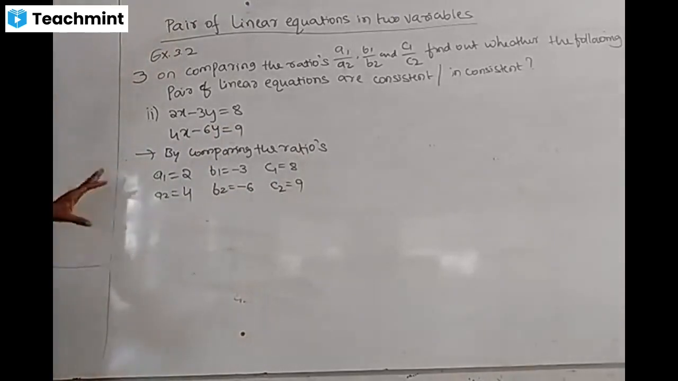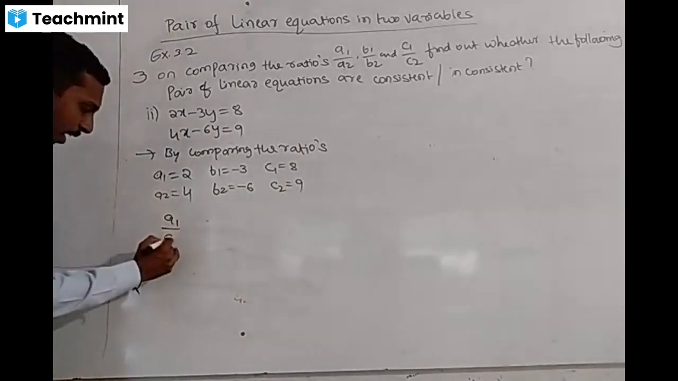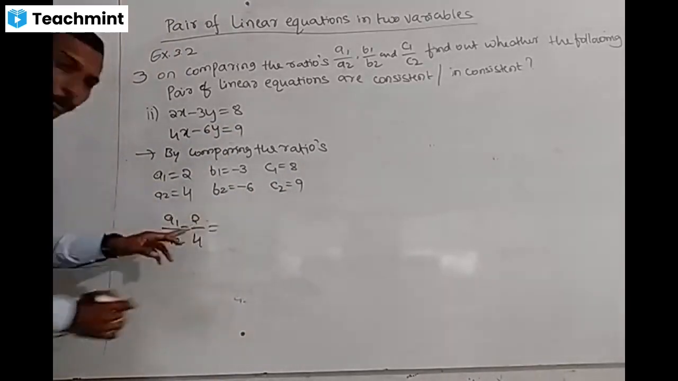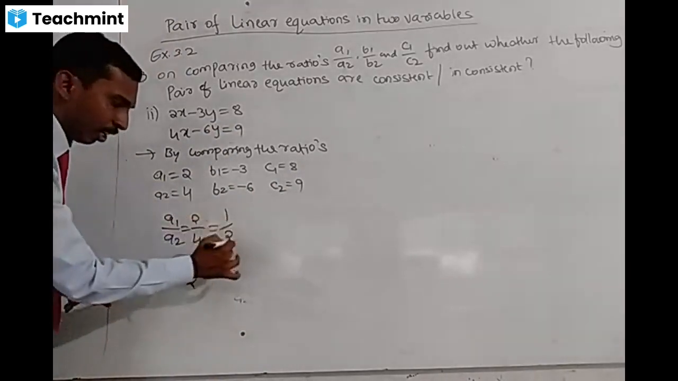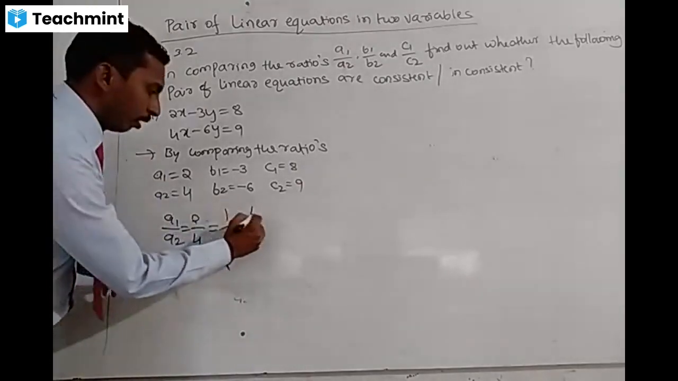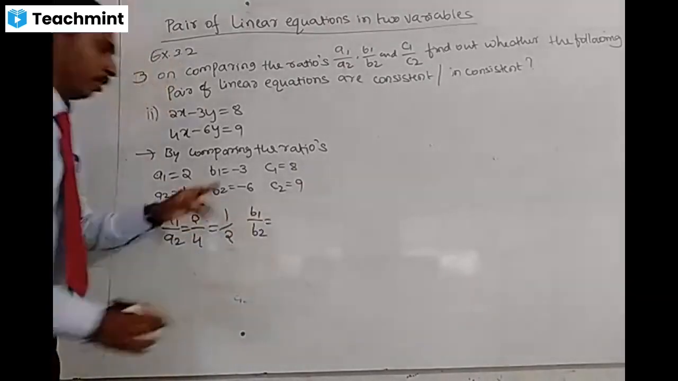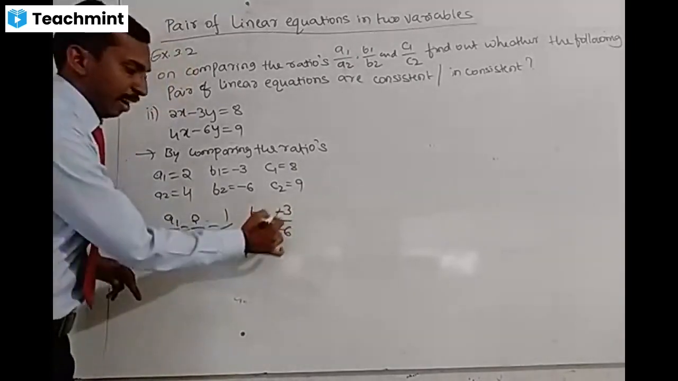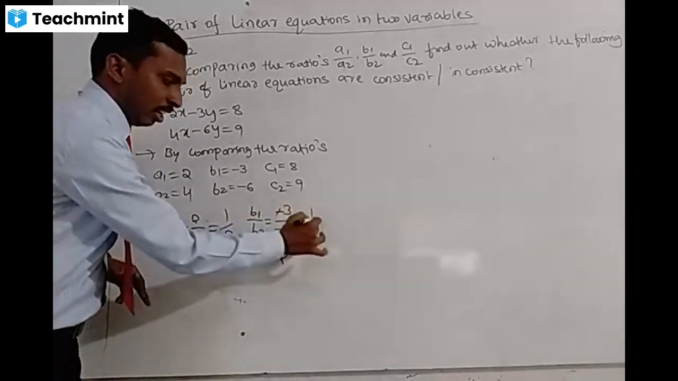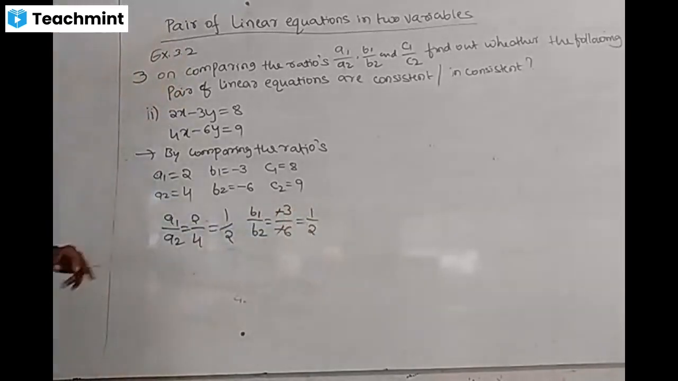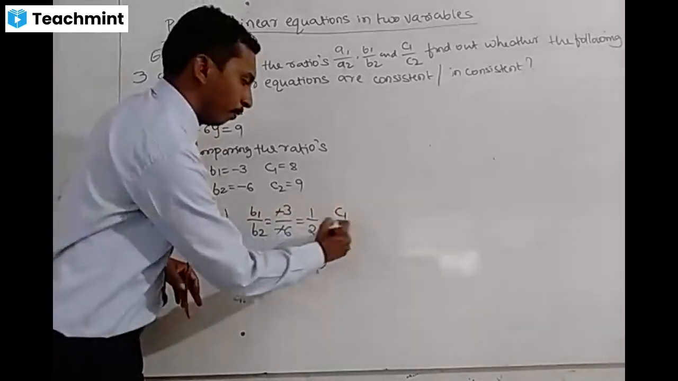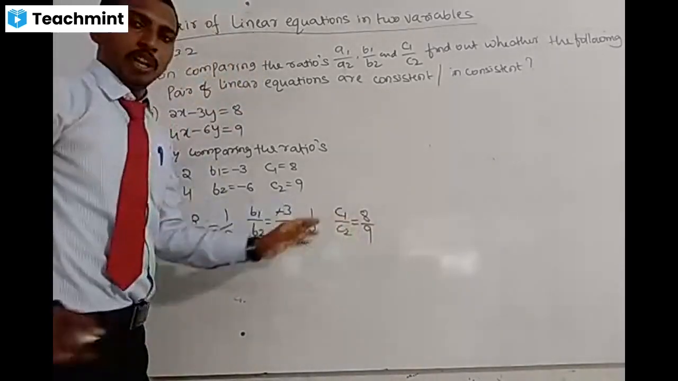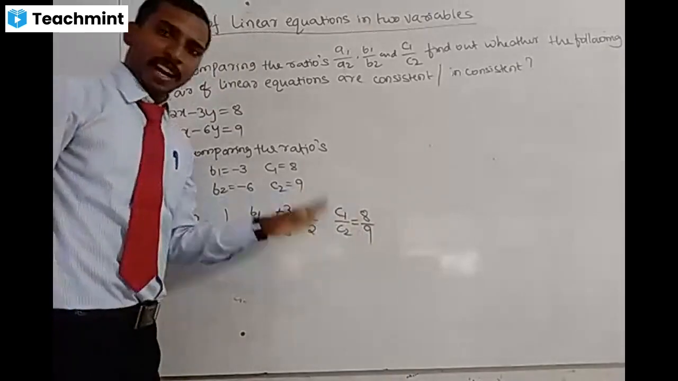Okay, now look here. A1 by A2 is equal to what? 2 by 4, which is nothing but 1 by 2. And now B1 by B2 is equal to what? Minus 3 by minus 6. Here minus minus get cancelled. 3 ones are 3, 3 twos are 6. Is it right? So now what about C1 by C2? 8 by 9. Both are not divisible by any same number. It will be 8 by 9 only.